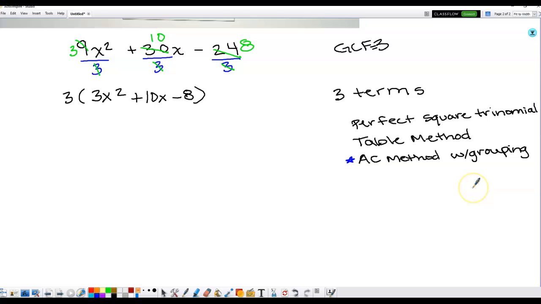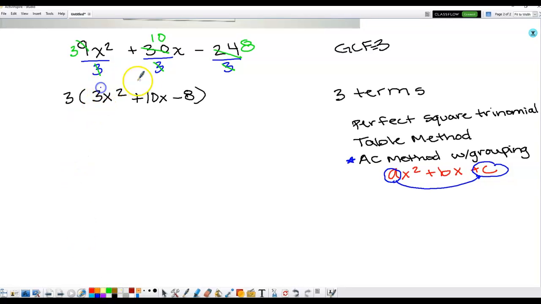AC method is the longer method. However, it would work on a problem that I could have used the table method for, and it would work on a perfect square trinomial. So AC method, if you can get that under your belt, you can factor most of the versions of a polynomial we are covering in this section. AC method is talking about the standard form of a polynomial, and it's referring to doing the multiply add table, but your multiply comes now from A times C.